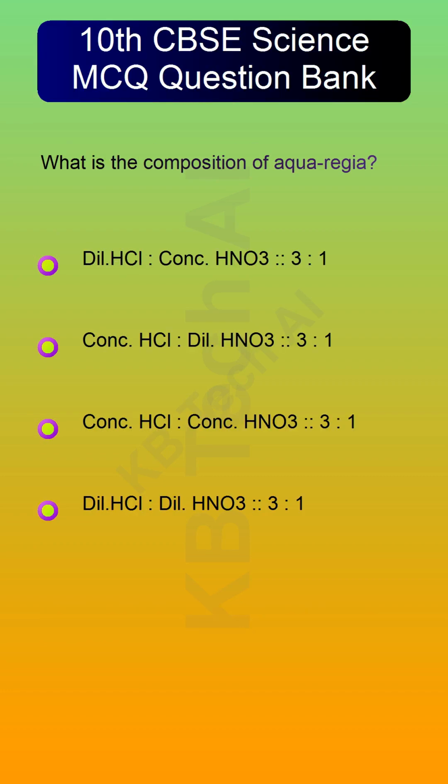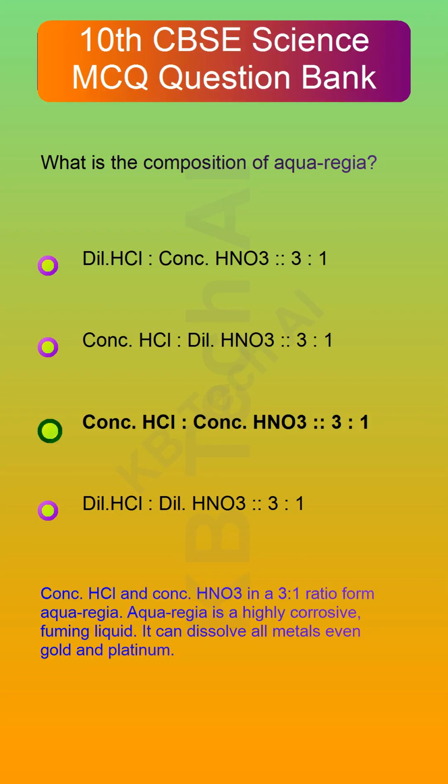What is the composition of aqua regia? Option 1, dilute hydrochloric acid ratio concentrated nitric acid 3:1, option 2, concentrated hydrochloric acid ratio dilute nitric acid 3:1, option 3, concentrated hydrochloric acid ratio concentrated nitric acid 3:1, option 4, dilute hydrochloric acid ratio dilute nitric acid 3:1. The answer is, option 3, concentrated hydrochloric acid ratio concentrated nitric acid 3:1.